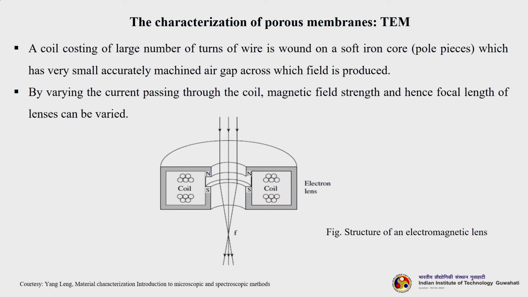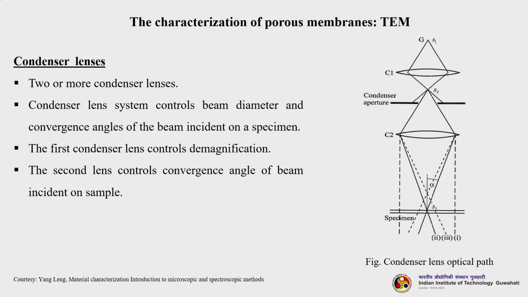Okay. So, this is an arrangement of the electromagnetic lens. Then the condenser lens. Now, 2 or more condenser lenses are present in an actual TEM. The condenser lens system controls the beam diameter and the convergence angle of the beam incident on a particular specimen. And the first condenser lens controls the demagnification.